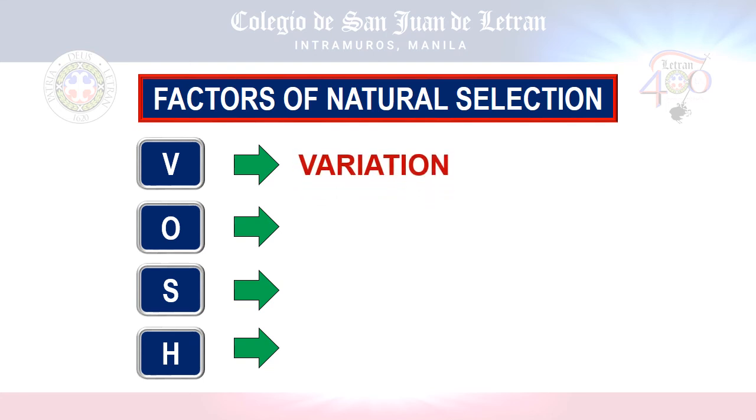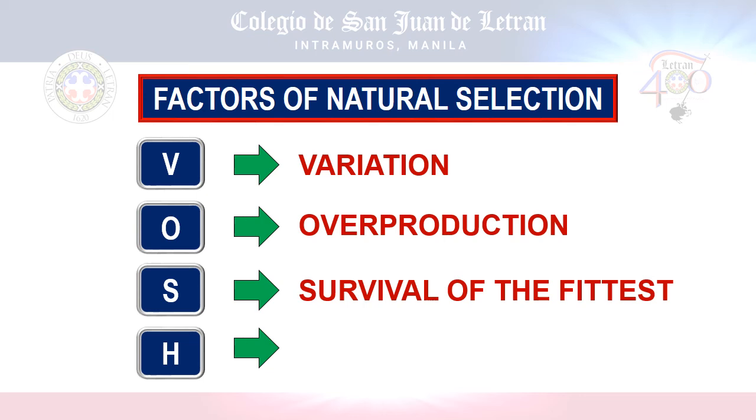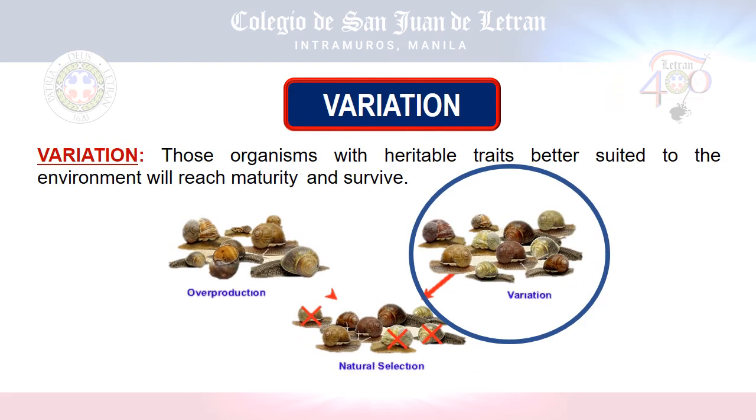V stands for variation. O stands for overproduction. S stands for survival of the fittest. H stands for heritability. First, let's talk about variation. Variation is the key ingredient for survival of the species. And those species who have suitable variation that benefits them have higher chances of survival than those species who have no variation or who lack beneficial variation. Some variations are more favorable to the environment than others, that's why they survive.